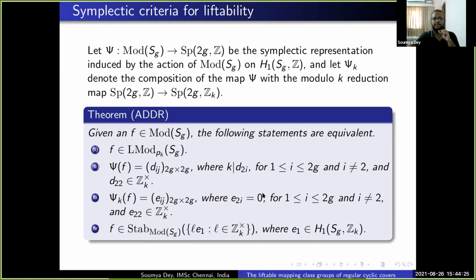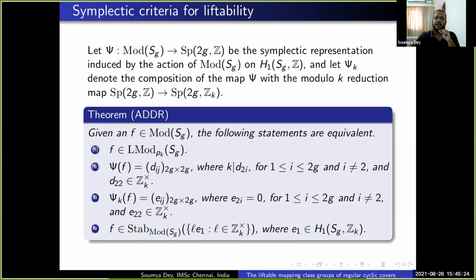And similarly, at the level of Z_k homology, we have this condition. Going from 2 to 3 is not a big deal, it's a very easy consequence. But we also have another characterization of elements in the liftable mapping class group. So what we do, we consider this set. E1 is the standard basis vector in H1(S_g, Z_k), and you consider all multiples of E1 by elements in Z_k cross. If you consider the stabilizer of this subset under the action of Mod on homology, this stabilizer is basically our LMod. So we have shown the subgroup LMod as a stabilizer of a subset in the homology.